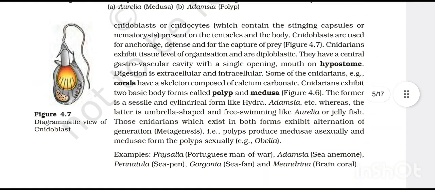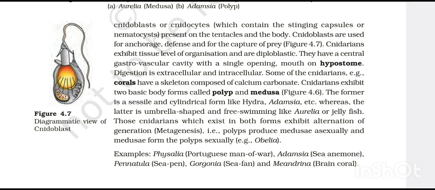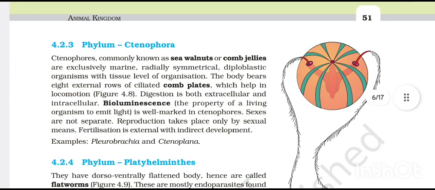So the examples of Cnidaria are Physalia, Adamsia, then Gorgonia, Pennatula, then Meandrina. So these are the examples of your Cnidaria phylum. Then phylum Ctenophora.